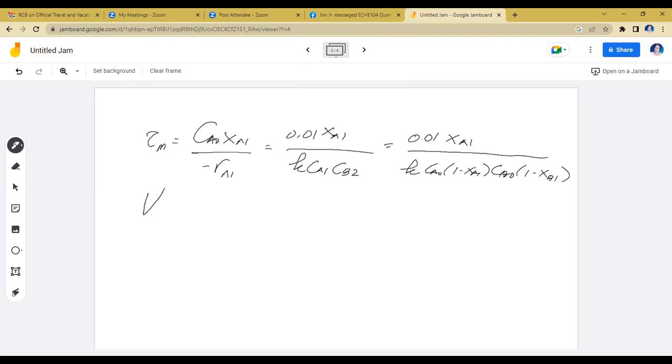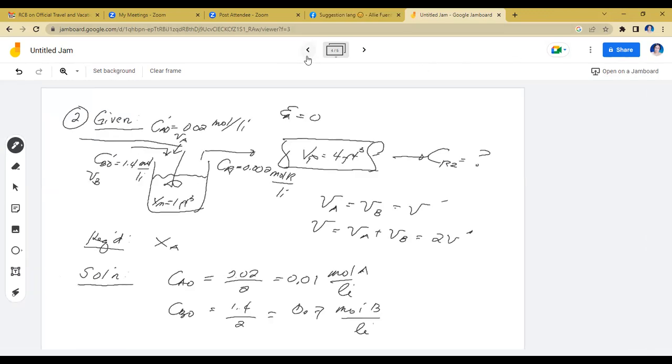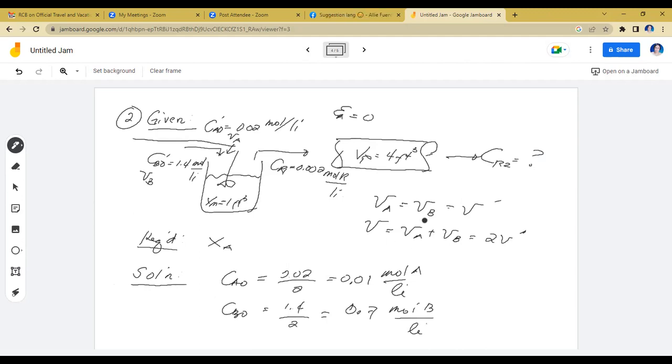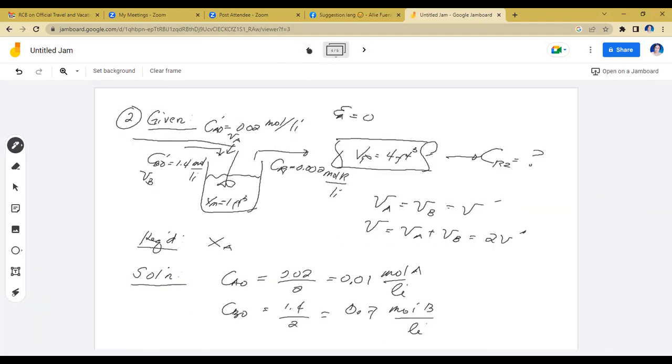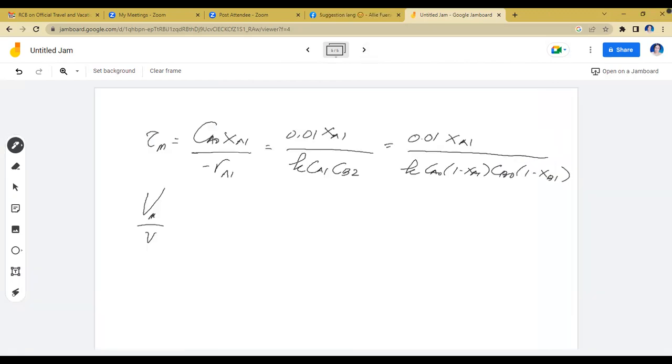the volume of the mixed flow reactor divided by the volumetric flow rate, which is the V in our representation here. I'll go back to the first slide first. That's the V, the sum of VA and VB, which is V prime. So that's just V in this case. I'll place it as V. Or probably we can place here a V sub O, volumetric flow rate. So we can have this as V sub O. By the way, if it's not clear, that's the volume of the mixed flow reactor.